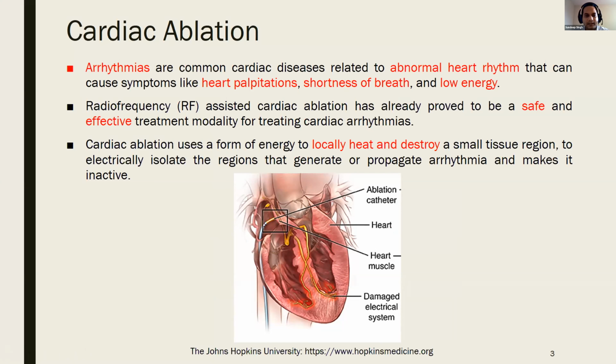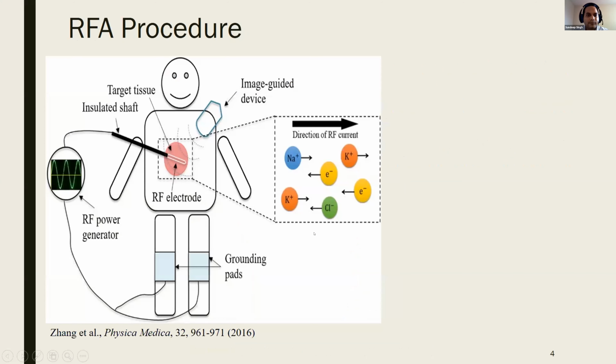Radiofrequency assisted cardiac ablation has already proved to be a safe and effective treatment modality for treating different types of cardiac arrhythmias. During this procedure, the culprit region, the region from which the arrhythmia is being propagated or generated, is locally heated and destroyed by applying RF waves in that particular region. Yeah, so this is a schematic of the RFA procedure.